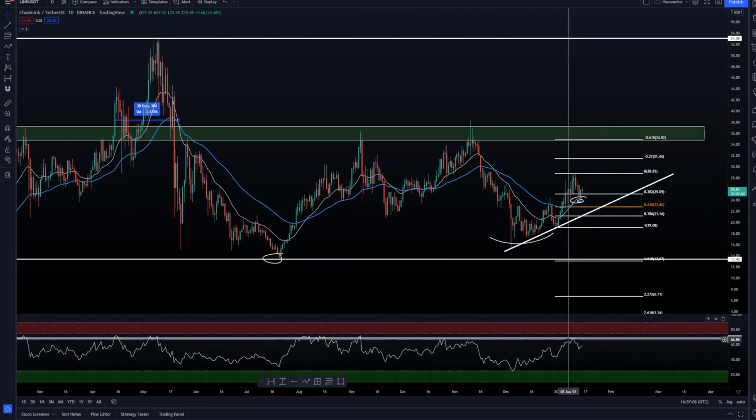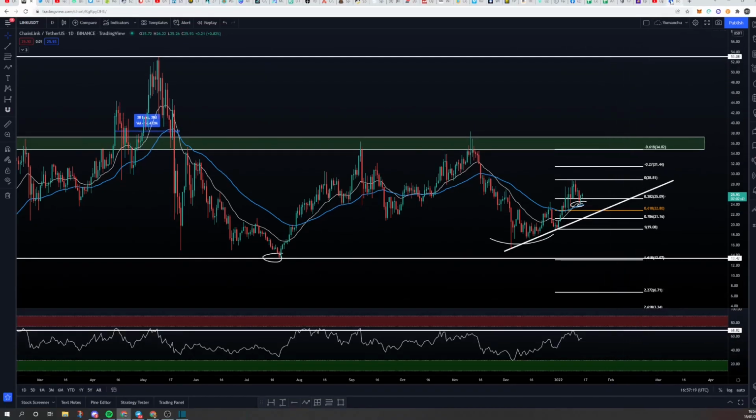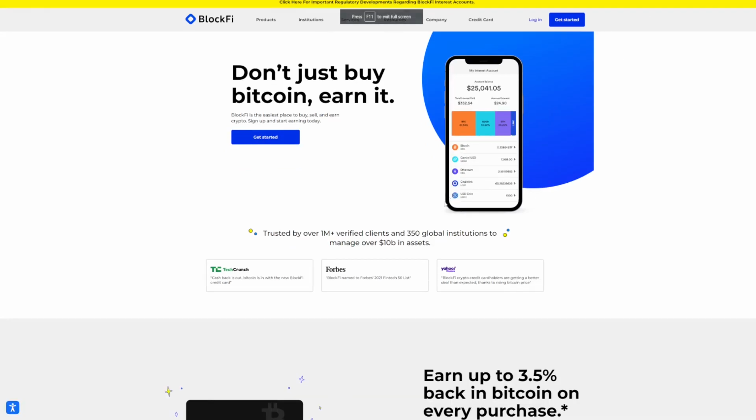Looking at the daily time frame, again, we've hit that level of RSI, so we are potentially just going to drop down before the next major up, but it does really depend on what Bitcoin does.